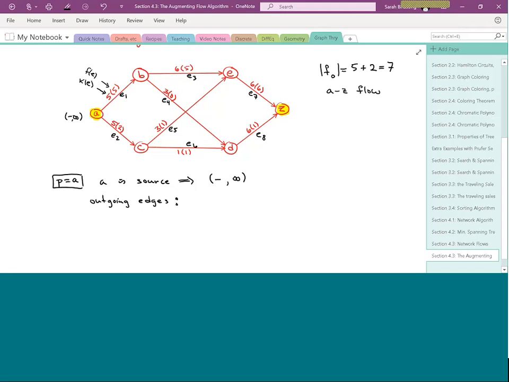So our outgoing edges here are E1 and E2. So those would be like our little Q's. Now, if you have an outgoing edge, you're trying to push additional flow through the edge. Can we push additional flow through both of those two edges? If the answer is no, which edge can we push additional flow through?